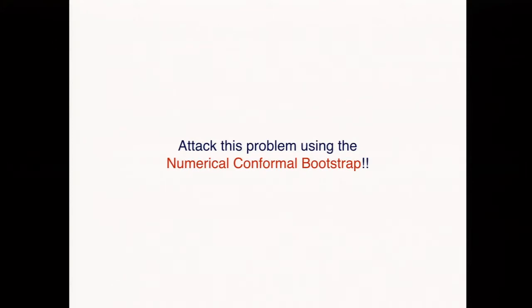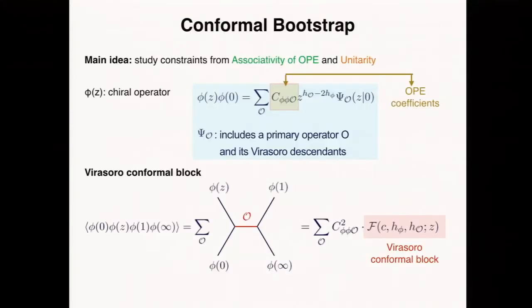So today we try to approach this problem using the numerical conformal bootstrap. Conformal bootstrap is a technology recently employed quite extensively to explore conformal field theories. The main idea is to study conformal field theories using associativity of the operator product expansion and also unitarity. Suppose we have some chiral operator phi, and you have an operator product, then we expand it using the OPE coefficients, with additional operators, and we sum over all the operators. But because our boundary theory is a 2D conformal field theory, we include in this sum each primary operator plus all its Virasoro descendants.